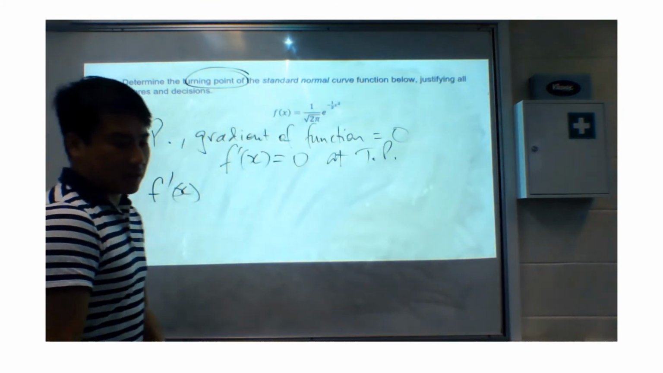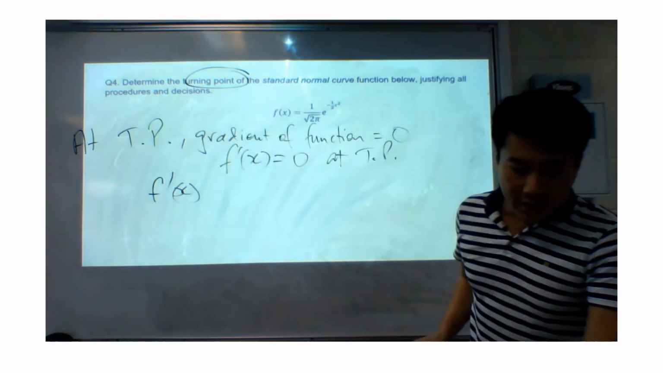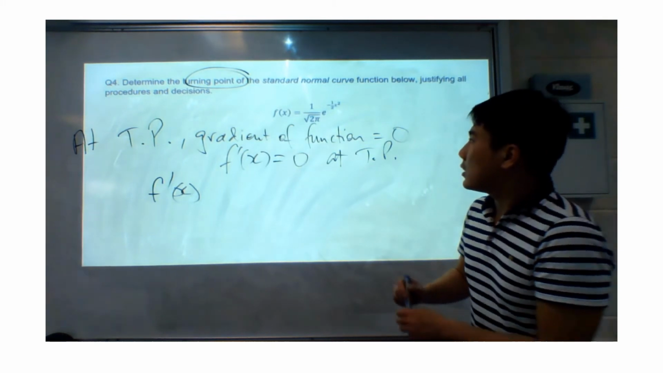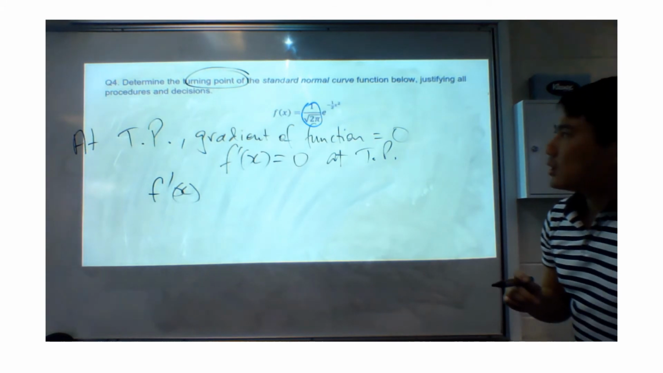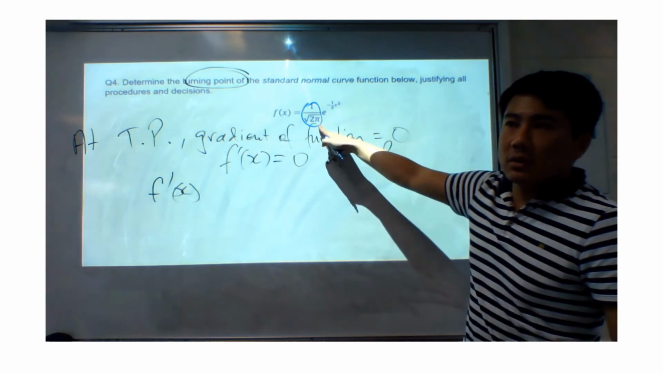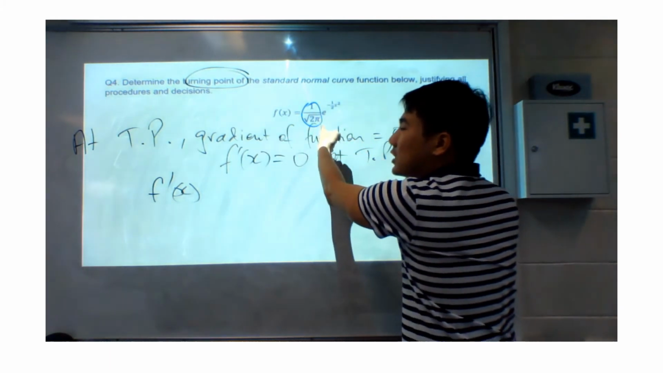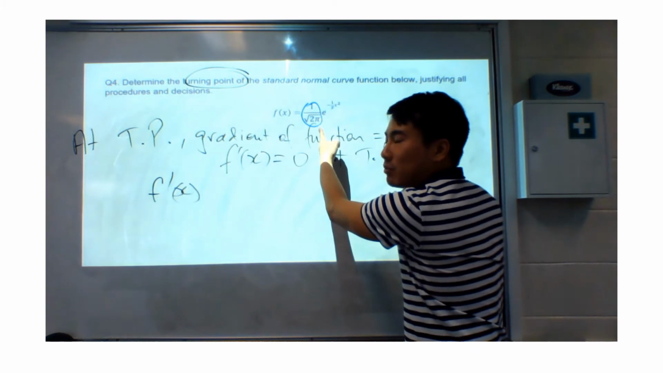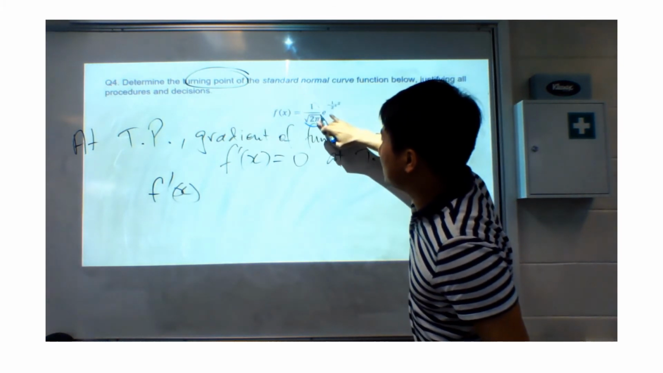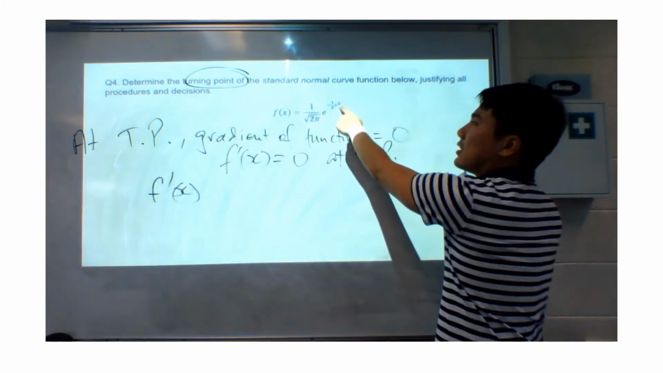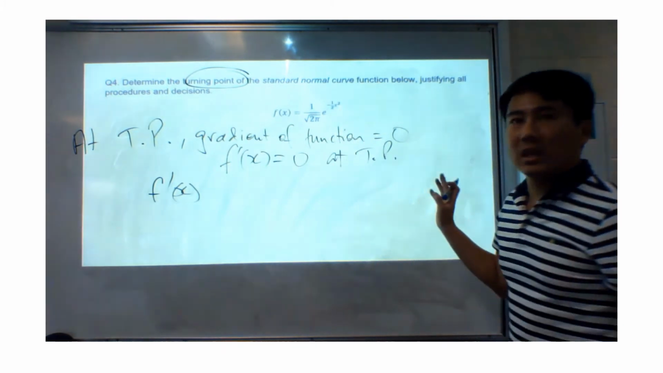Alright, how do we do that? This function looks really scary, but if you really look at it, this bit, what is it? 1 over 2 pi. Is that a variable? No, it's just a constant. It's just a number. Just because there's a pi there, it doesn't make it any more difficult than it is. We treat it like a number. You can see in this function, x only happens once. You can only see 1x here. So it's a very easy function to differentiate.